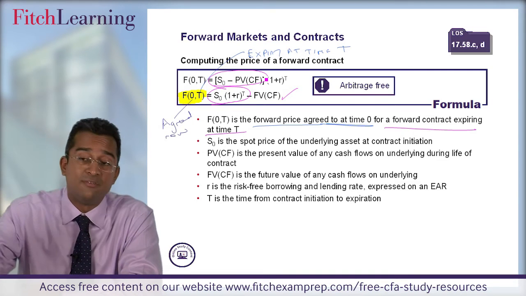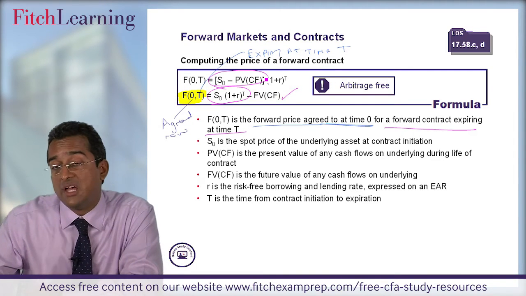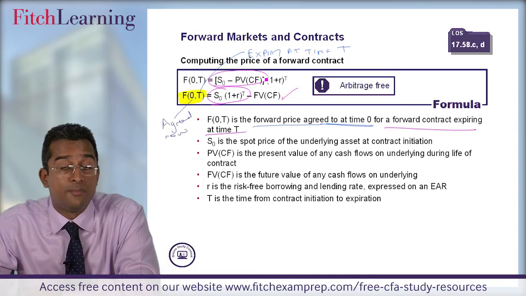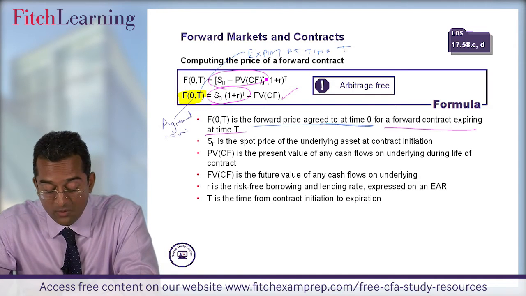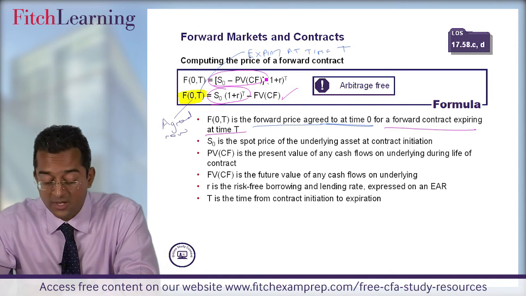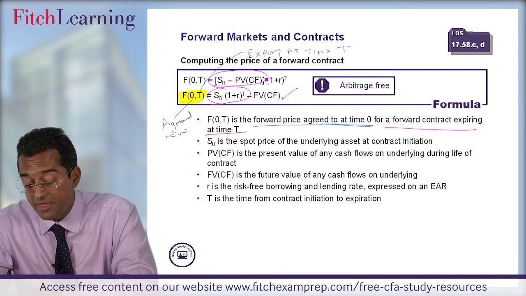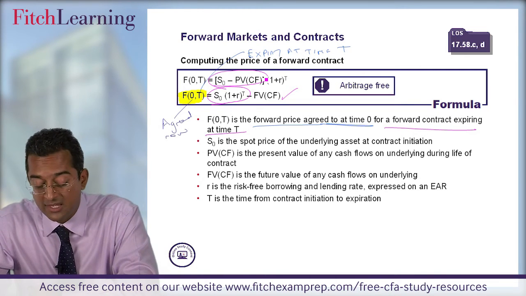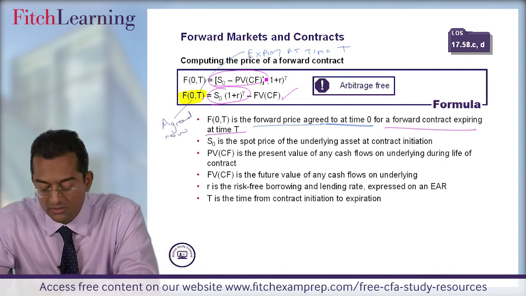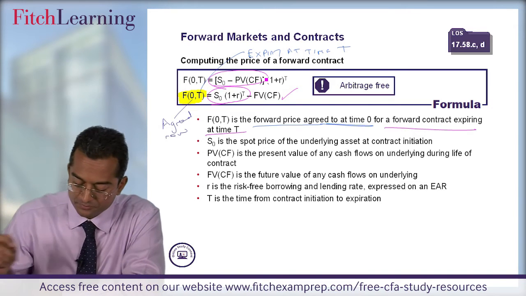So rather than compounding it, you first discount the expected coupons on the bond and net that in one go with the current spot price of the asset, and then compound the whole thing to the maturity date at the risk-free rate. But you, of course, come up with the same answer either way.